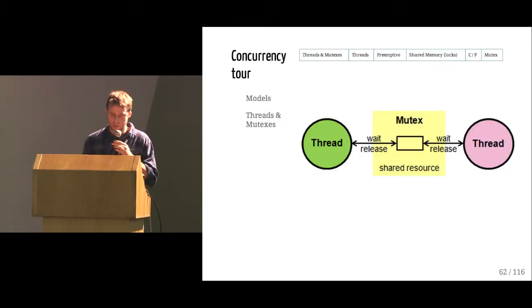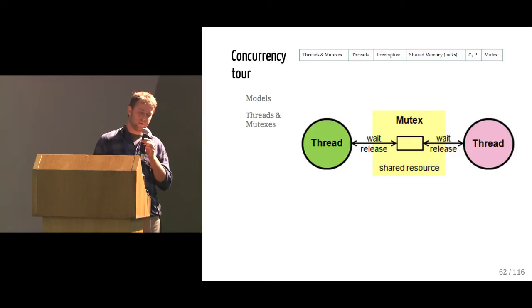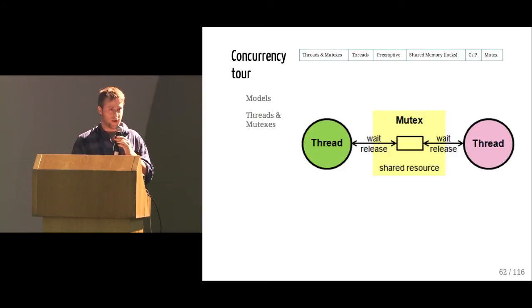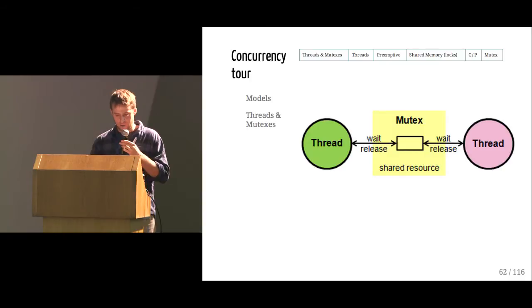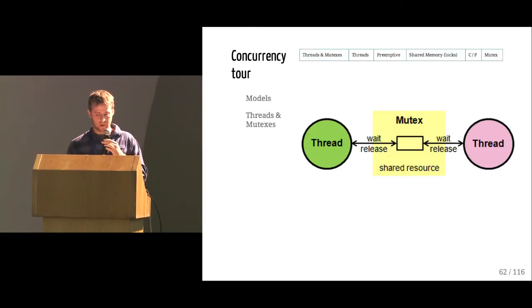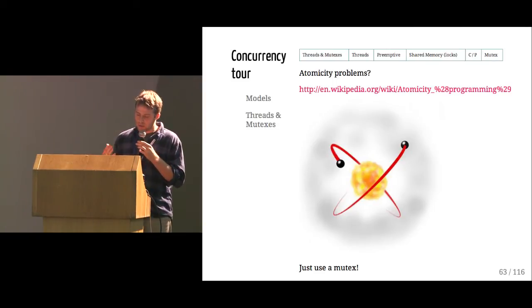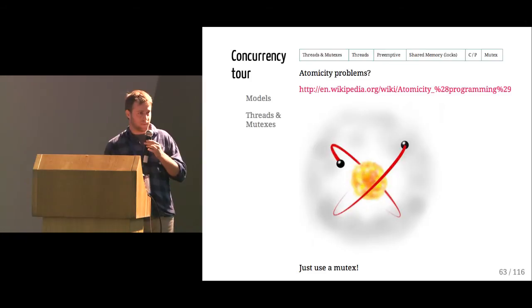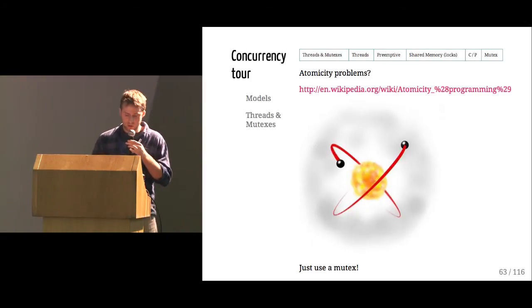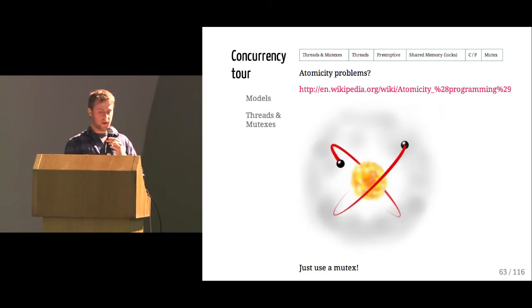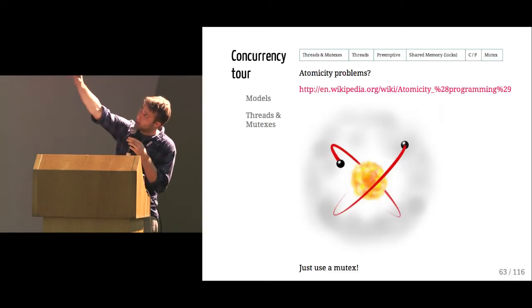So threads and mutexes is a pretty fundamental concurrency thing that you do. Yesterday I noticed that most of you are backend developers, so I'm pretty sure you're familiar with most of these things. But threads and mutexes, I'm sure, is something you're pretty familiar with. So again, how do we deal with the atomicity problem, right? How do we make sure that data doesn't get corrupted? Well, use a mutex, right? Use a lock.